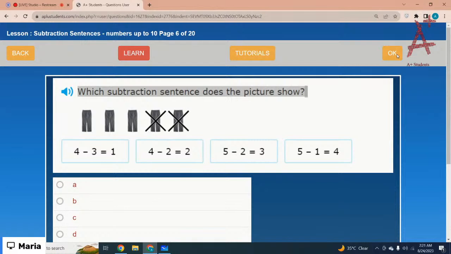So the correct option is 5 take away 2 equals 3. That would be option number C. So which is the correct option? C is the correct option. 5 take away 2 equals 3.